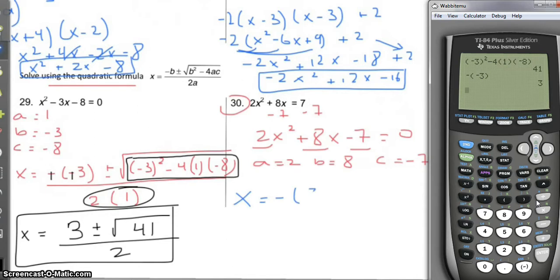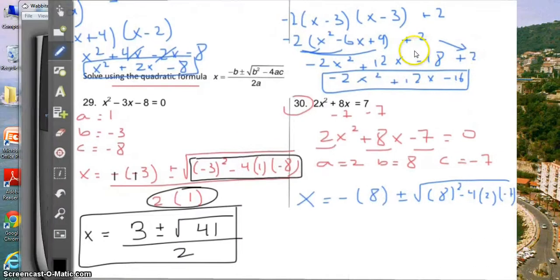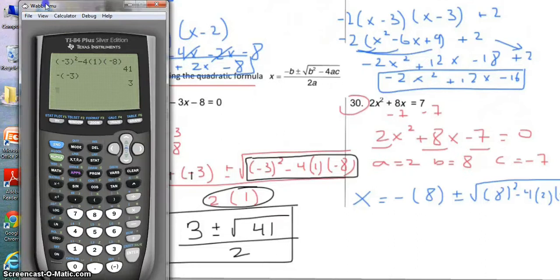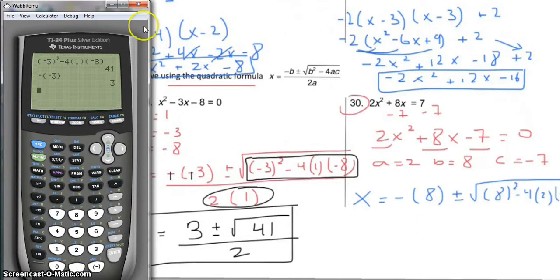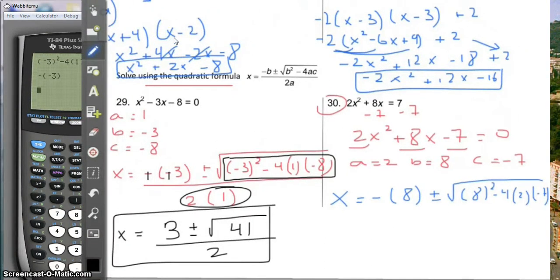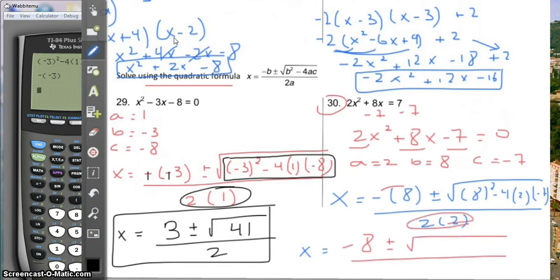b, so negative into 8, plus or minus square root of b squared, so 8 squared, minus 4 into a into c, which is 7. Let me move the calculator away so you are able to see. Now over, let me put the calculator on this side, over 2a, so over 2 times 2. Now, negative 8 will become negative 8, plus or minus square root. You can do that on the calculator, and 2 times 2 is a 4.